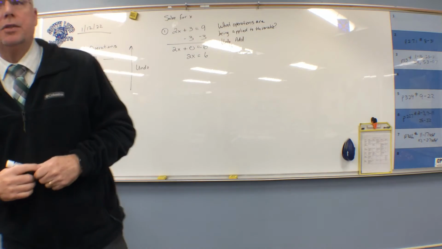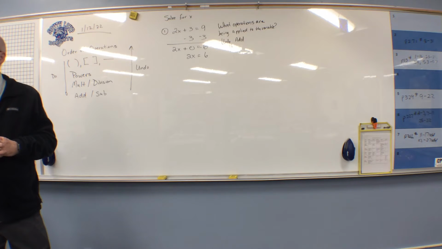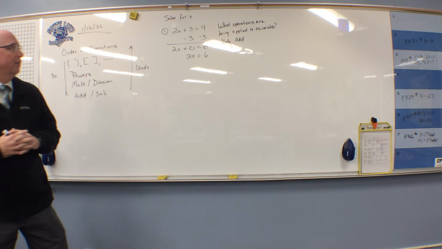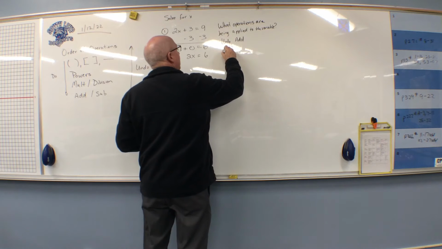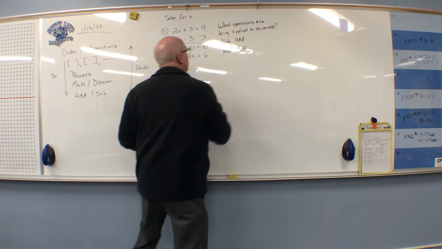All right, so now we have 2x equals 6. Do you notice the 3 is gone, Landon? It's gone. We got rid of it. All right, so now what operation is being applied to the variable? Ben? Multiplication. And how do I undo it? Division. We undo multiplication and we use division.